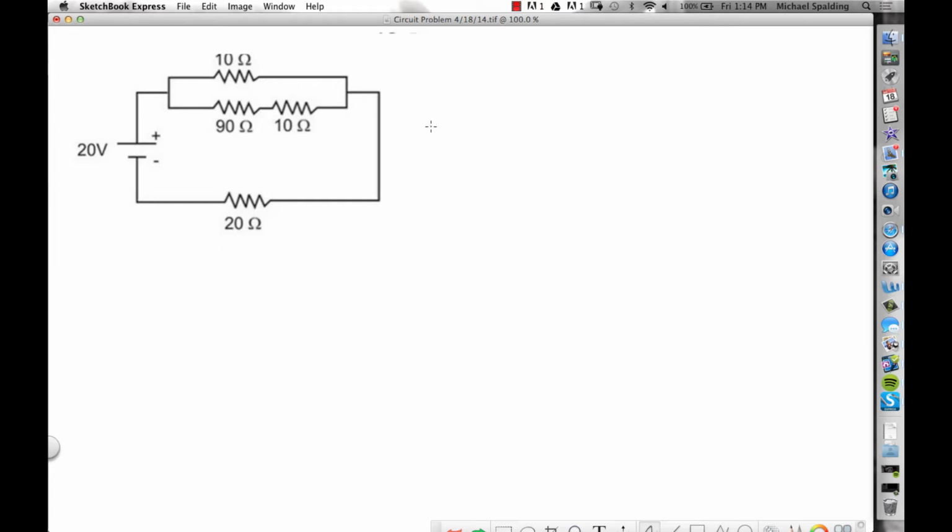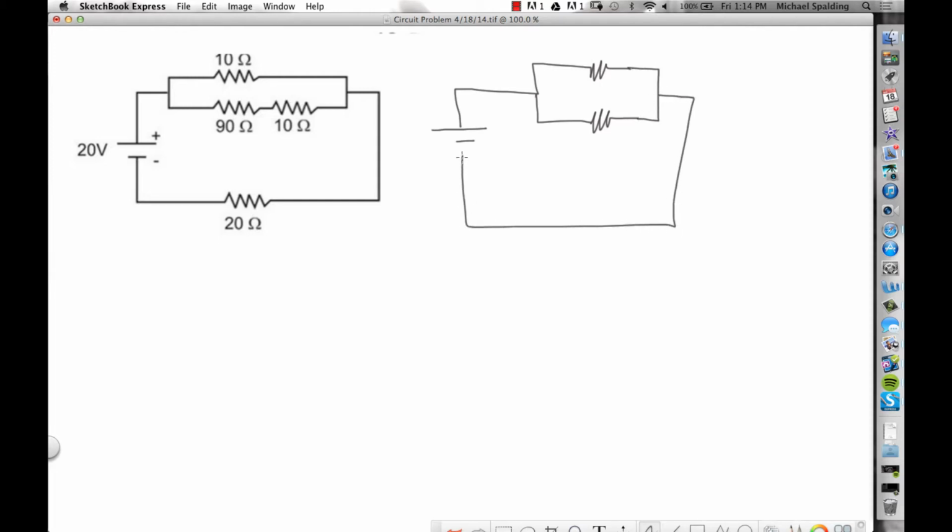So redraw the whole picture. Don't be lazy. You got to redraw the whole thing, and it's going to look like this. So I'm simplifying the 90 and the 10 into one. Okay, so there's our 20-volt battery. This guy's 10 ohm. This is going to be 100. Oops, and then down here, I forgot the 20. Then there's a 20 ohm down there.